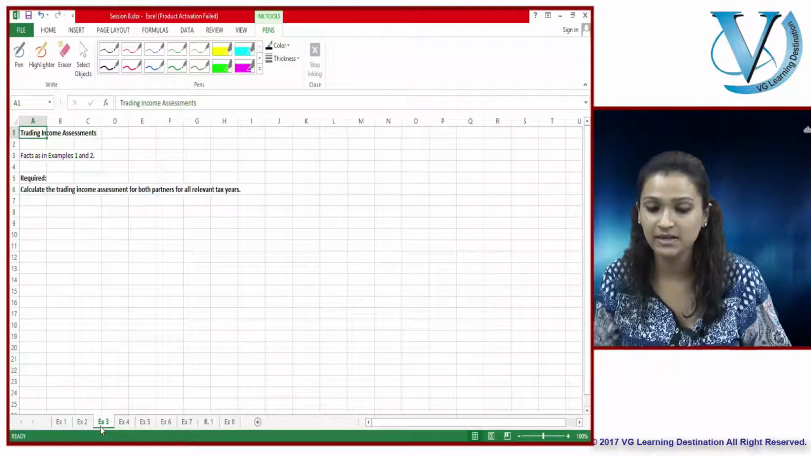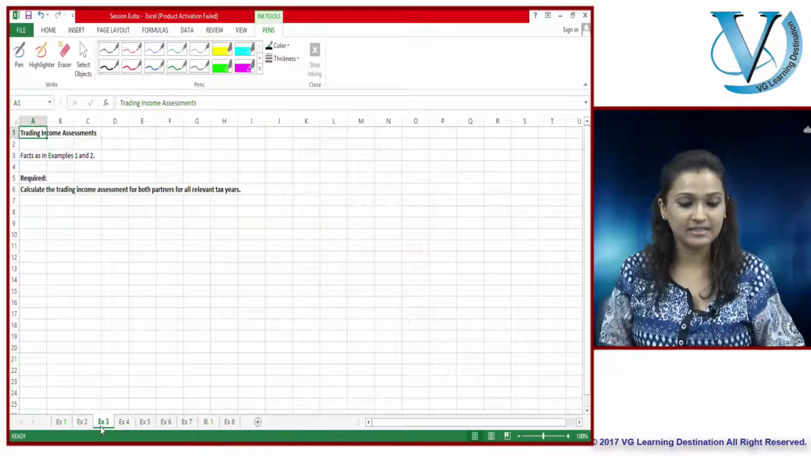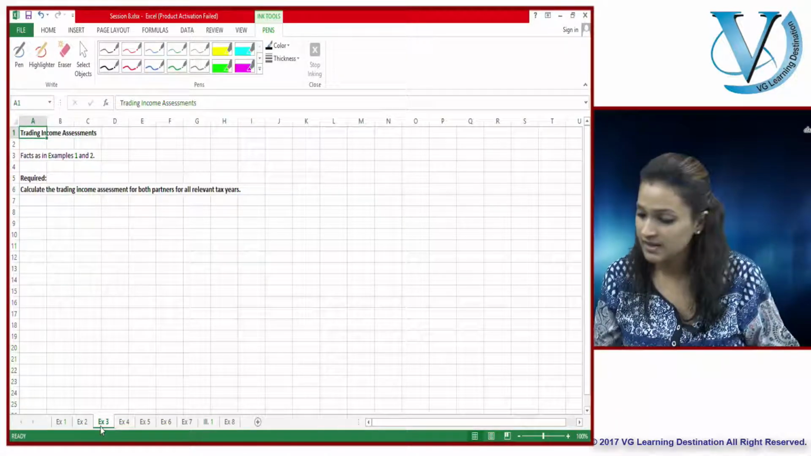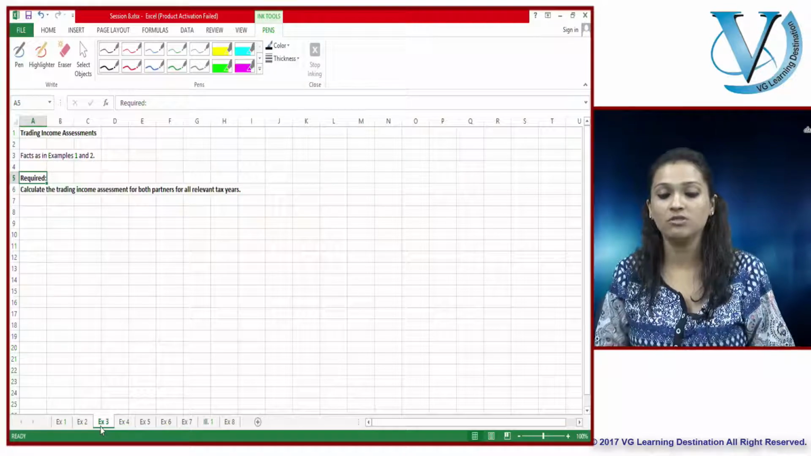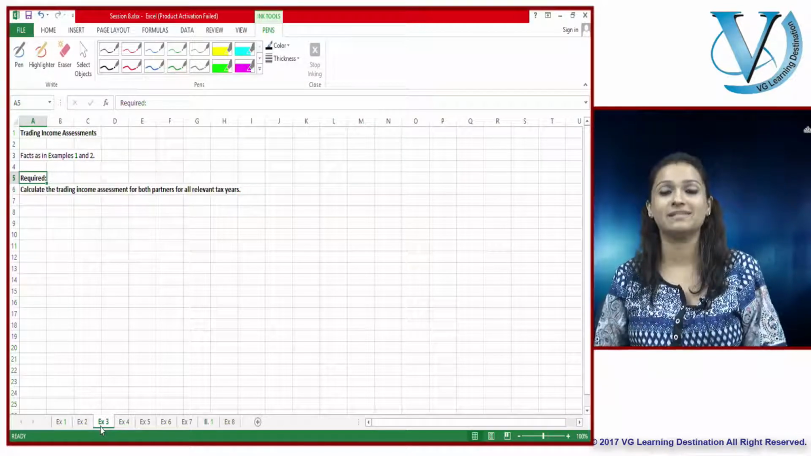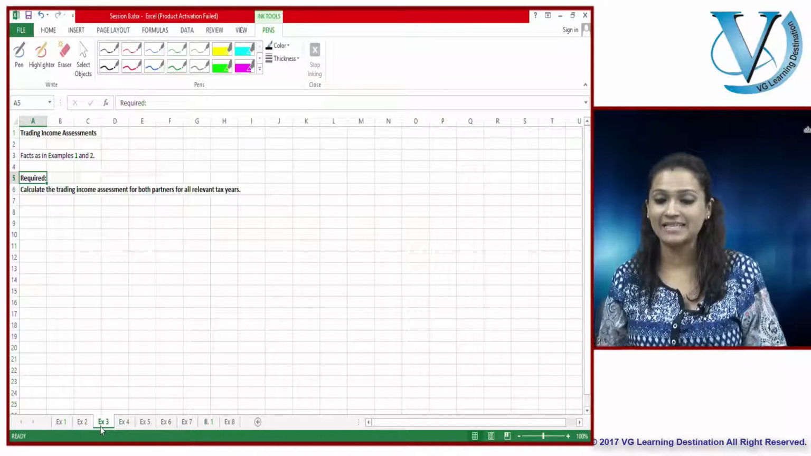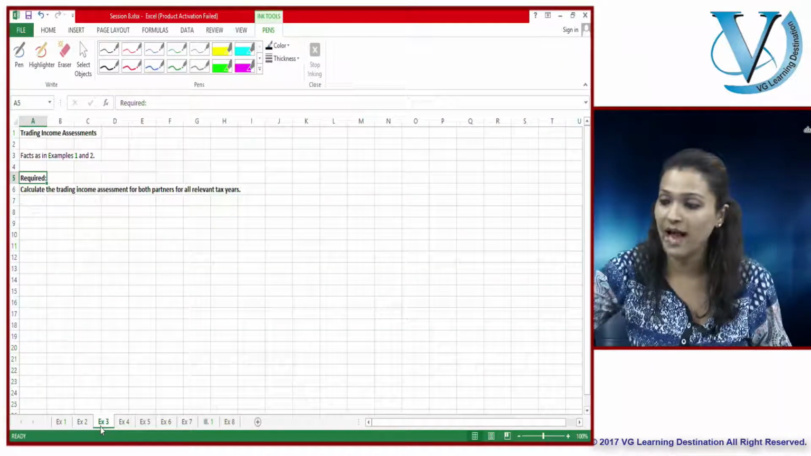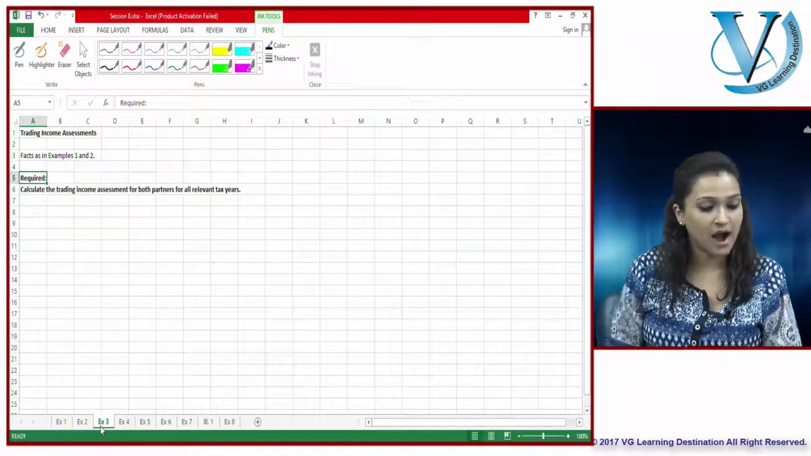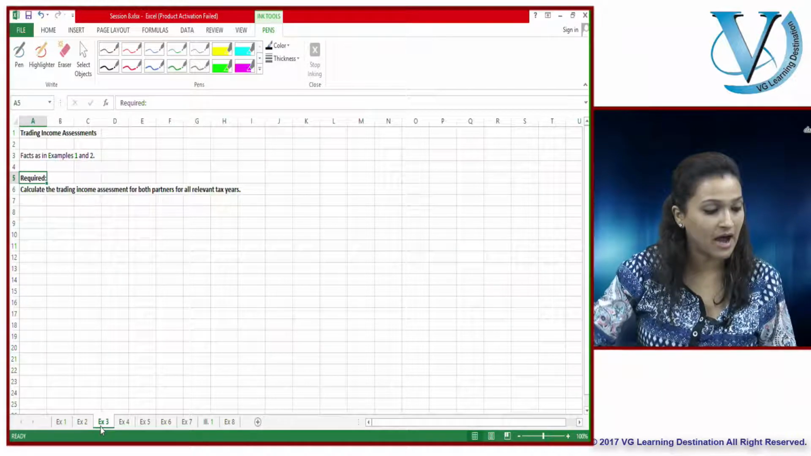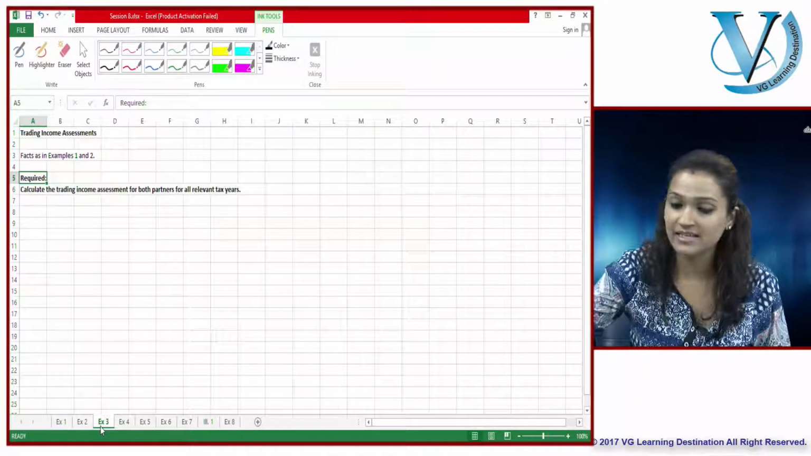What happens here? Facts as in example 1 and 2. Now we are supposed to do what? We are now supposed to calculate the trading income assessment for both the partners for the relevant tax years. So let's have a look at what are the relevant tax years to begin with. We've started to trade, right? So what is our relevant tax year?